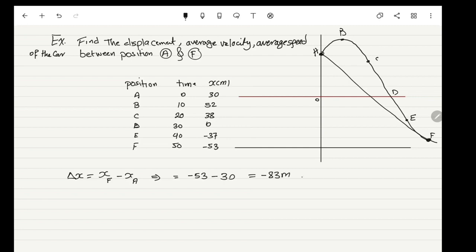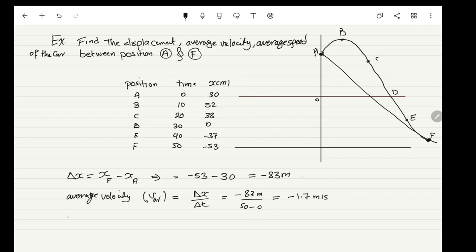Now, the average velocity equal to delta x over delta t. Delta x here we just calculated, -83 meters, divided by the time interval, which is 50 - 0. The time for F is 50, and the time for A is equal to 0. When we do the math here, it equals -1.7 meters per second.